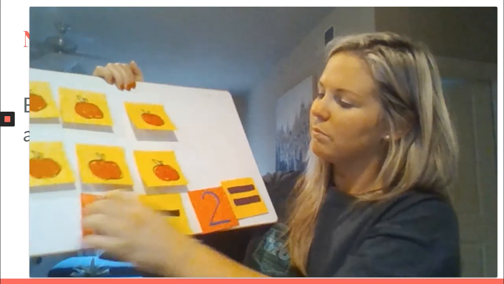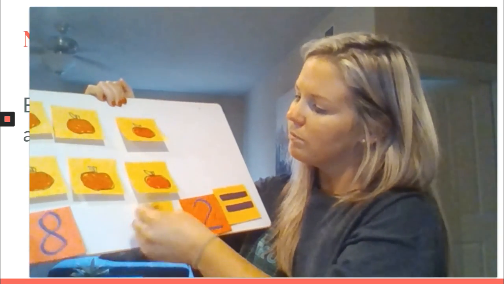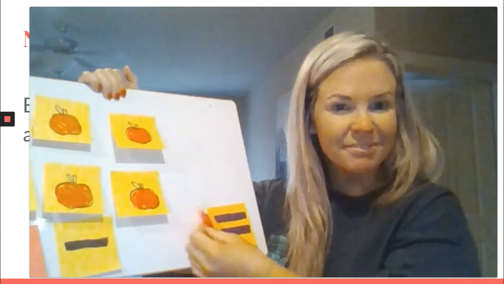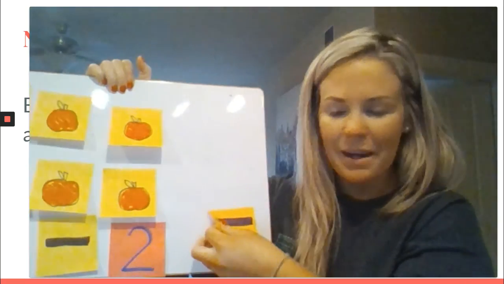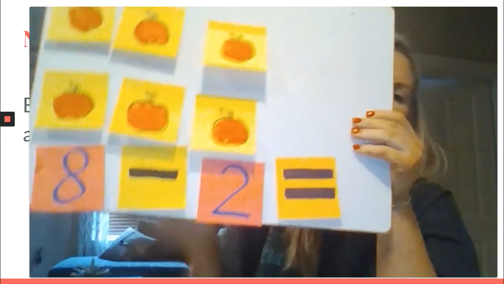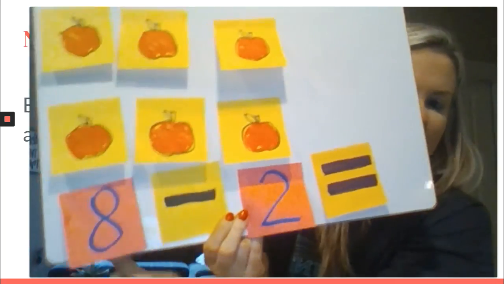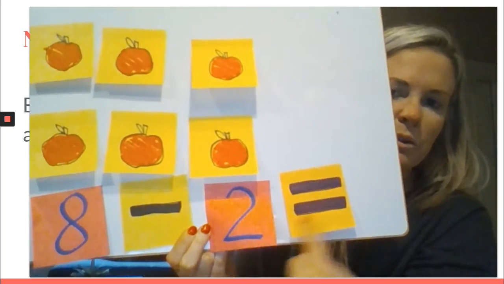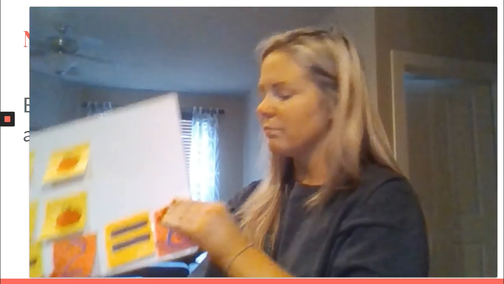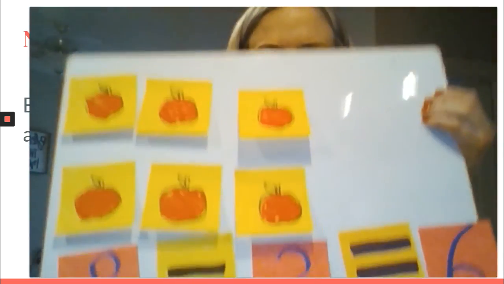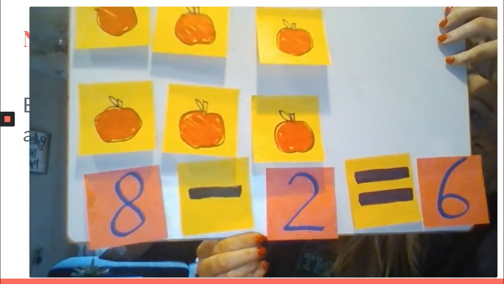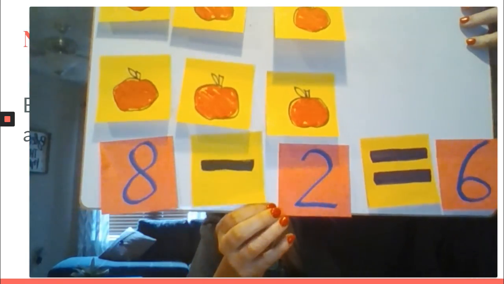What is the answer? What is that? Move it down. I have to do this backwards. Okay. I have 8. Take away 2 equals 6 is what we found out. Voila. See it? No, it's a 6.